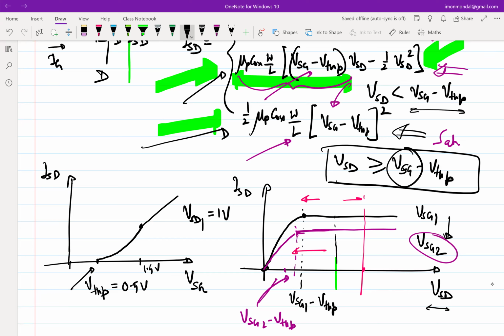Okay. So now if I change VSD, let's say I change VSD to VSD2, which is equal to, let's say, let me increase it, right? So let's say 1.5 volt. Can you comment what the new curve will look like? Let's start off again from somewhere over here. What will it look like?